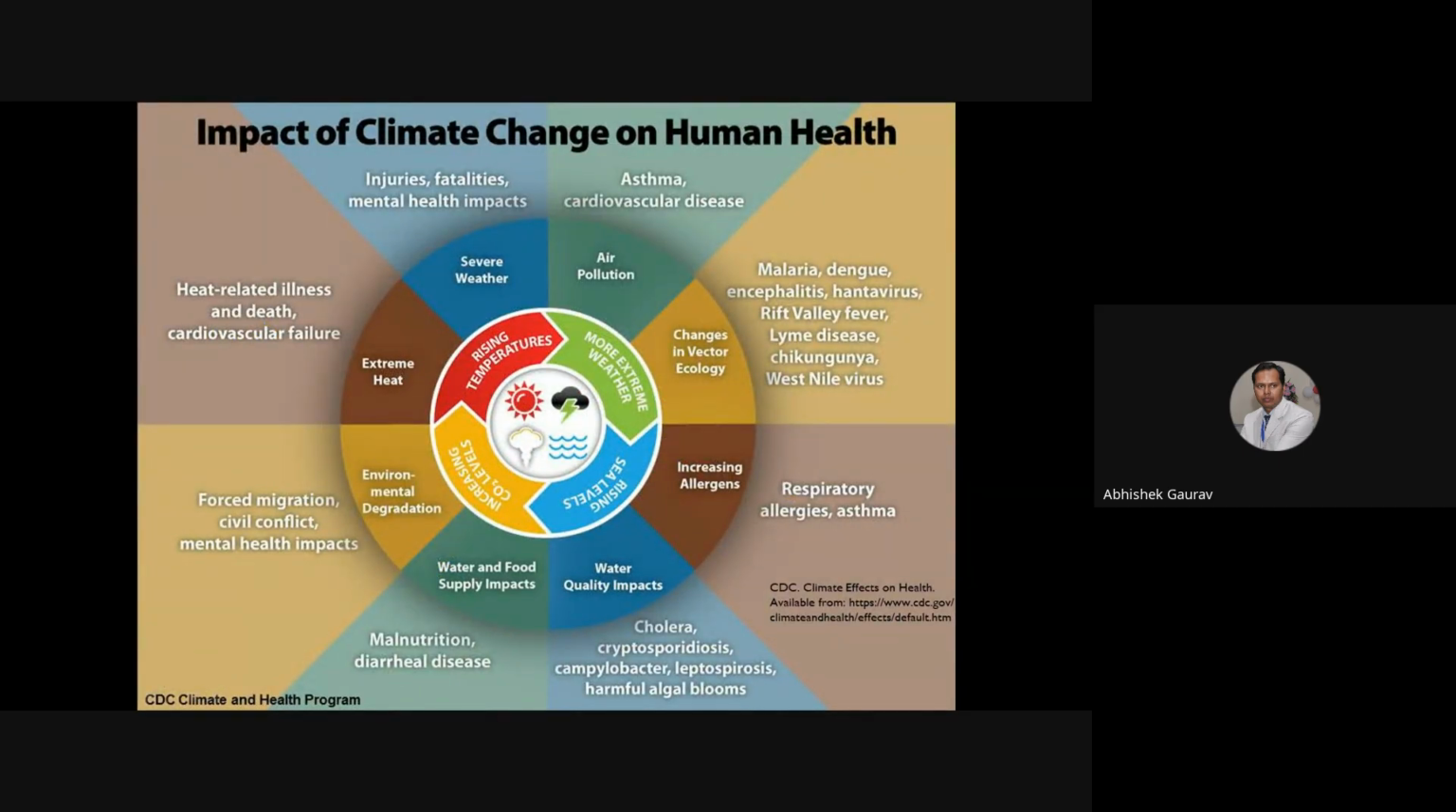Now, coming to another aspect, that is environmental change. Climate change has an adverse effect on human health, like it causes various vector-borne diseases, like malaria, dengue, hantavirus, Rift Valley, Lyme disease, chikungunya, West Nile fever. Similarly, extreme heat leads to some heat-related illness and death, and also cardiovascular failure. So there are many diseases which are occurring because of the change in the climatic conditions. Also, water quality impacts cause cholera, cryptosporidiosis, campylobacter, leptospirosis, algal blooms.